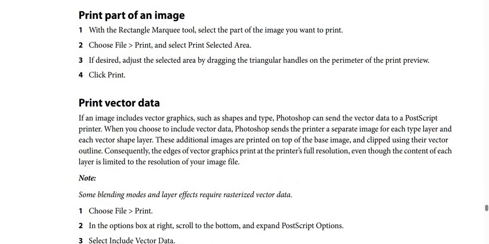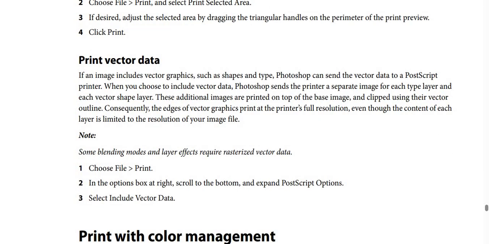How to print part of an image? We have 4 steps. Step number 1. You should, with the rectangle marquee tool, select the part of the image you want to print. After that, step number 2. You should choose file, then print and select print selected area. Step number 3. If desired, adjust the selected area by dragging the triangular handles on the perimeter of the print preview. Step number 4. Click print to execute.